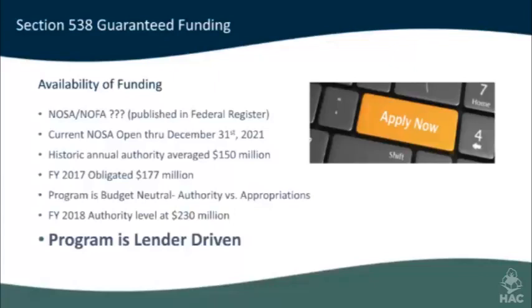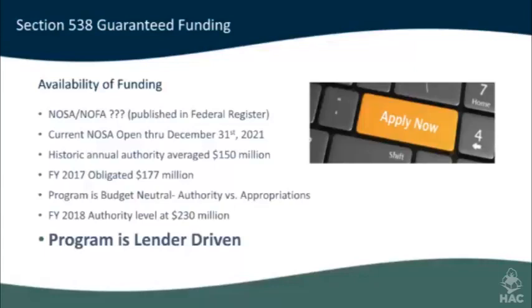Okay, Section 538 guaranteed funding. So how does the Section 538 funding work? We do publish a notice of solicitation or notice of funding availability in the Federal Register, which announces what our program limits are and deadlines. The current notice is open through December 31st of 2021. Historically, our authority annually has averaged $150 million.